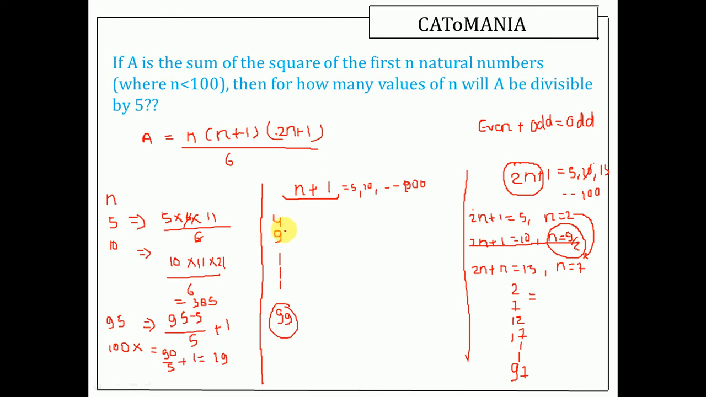Okay, let's go to this one. This is again an AP with a common difference 5, and the number of terms in this AP will be 99 minus 4 divided by 5 plus 1, and it will be 20. And in this AP, 97 minus 2 divided by 5 plus 1, again this will be equal to 20. The total number of values of n will be 20 plus 20 plus 19, that is 59.